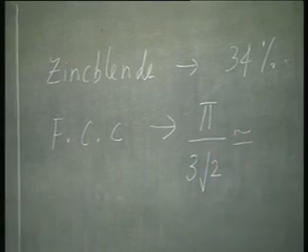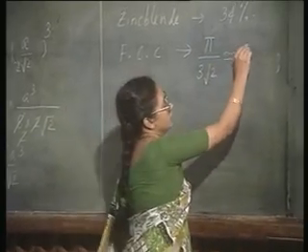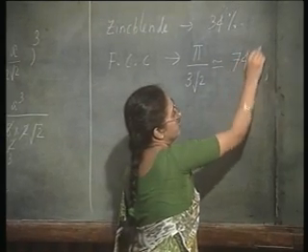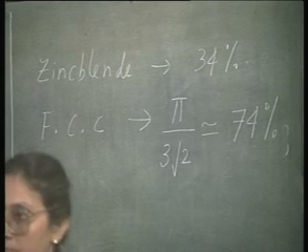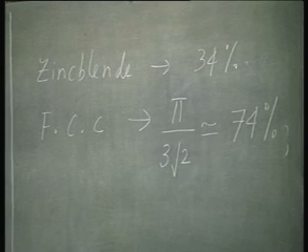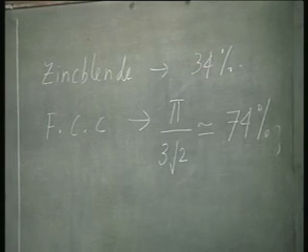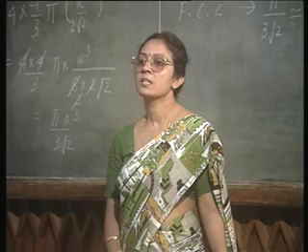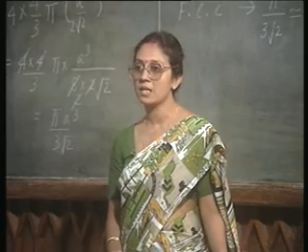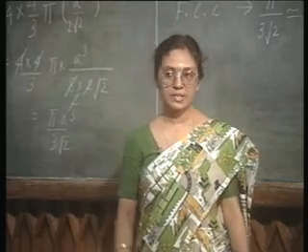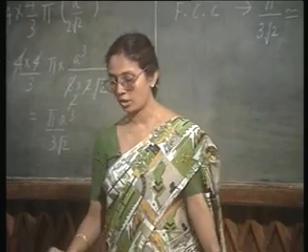which actually works out to be more than 70%. So, you see, compared to a zinc blende structure, an FCC lattice is much more densely packed. The packing density is much higher for a face centered cubic lattice compared to a zinc blende structure.